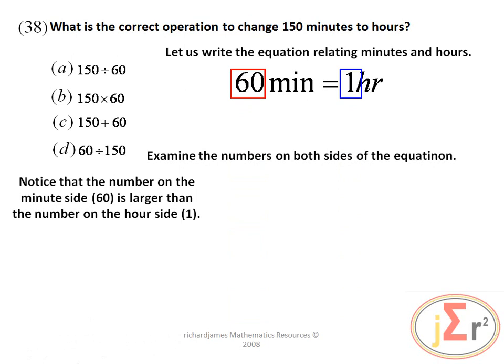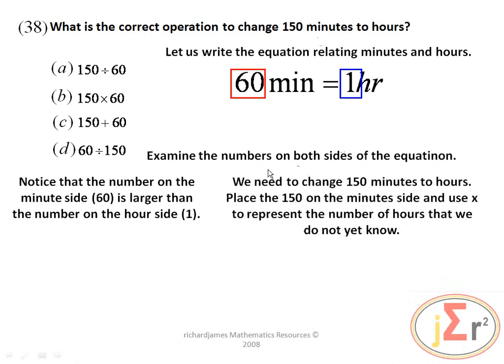Notice that the number on the minute side, which is 60, is larger than the number on the hour side, which is 1. We need to change 150 minutes to hours. So place the 150 on the minutes side and use X to represent the number of hours that we do not know as yet.